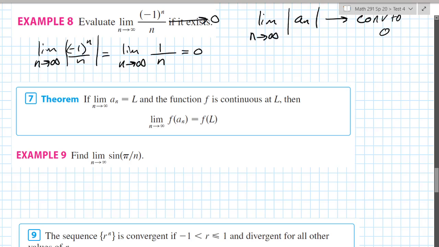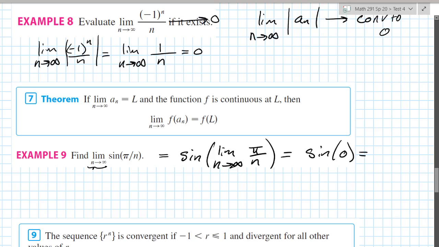So, question is, what's happening as n approaches infinity? Pi over n is approaching 0. Sine function is continuous at 0, so this would be the same as writing the sine of the limit as n approaches infinity of pi over n. That's going to 0, and then the sine of 0 is 0.